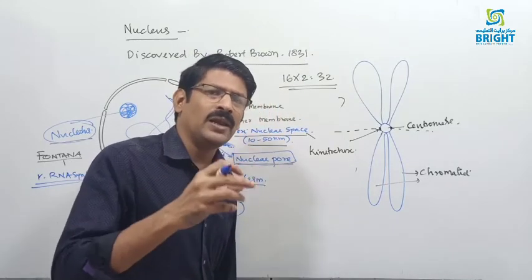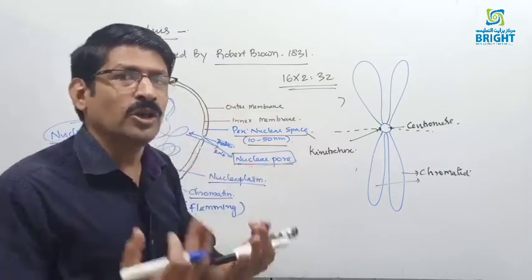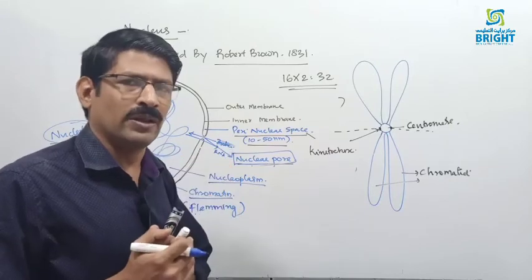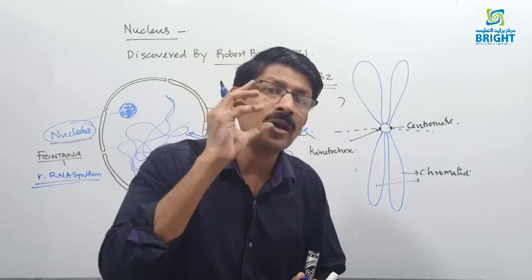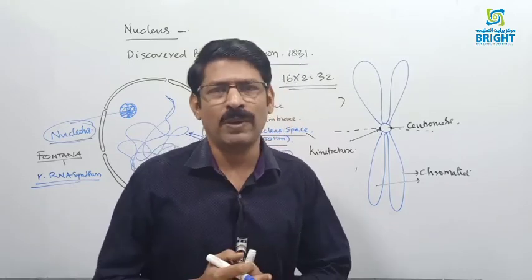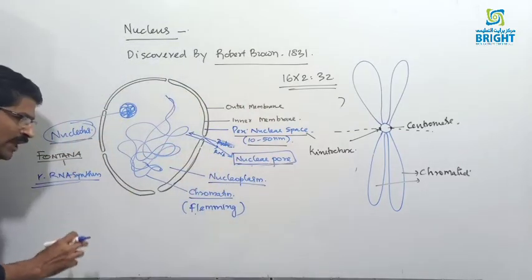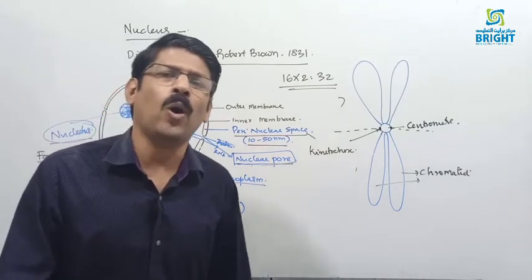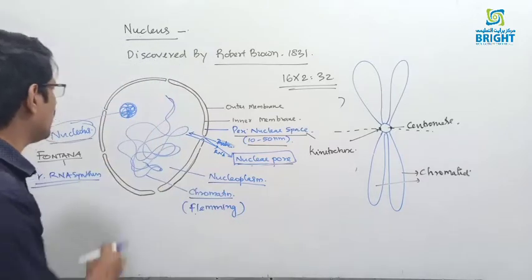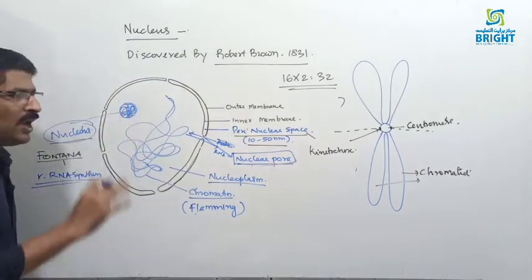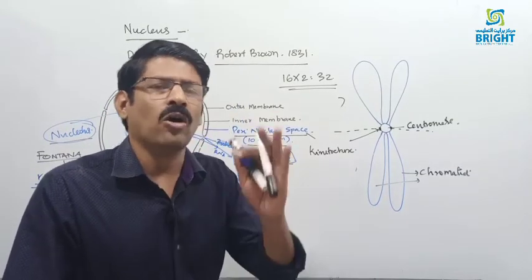That's why when a cell is actively involved in protein synthesis, it has a large nucleolus or more than one nucleolus per cell, because the nucleolus is a site of rRNA. We know that rRNA is a structural component of the ribosome. So the ribosomal assembly or ribosomal formation takes place in the nucleolus. So the nucleolus is a non-membrane bound structure and it is involved in rRNA synthesis or ribosomal synthesis.